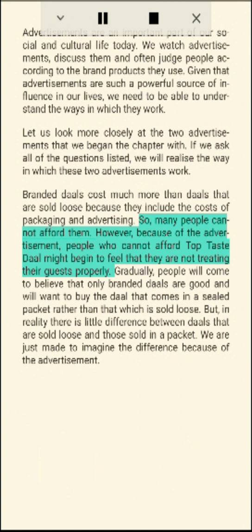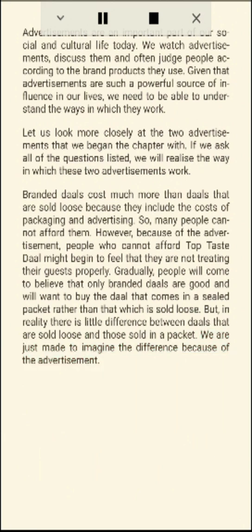Branded dolls cost much more than dolls that are sold loose because they include the costs of packaging and advertising. So, many people cannot afford them. However, because of the advertisement, people who cannot afford Top Taste doll might begin to feel that they are not treating their guests properly. Gradually, people will come to believe that only branded dolls are good and will want to buy the doll that comes in a sealed packet rather than that which is sold loose. But, in reality, there is little difference between dolls that are sold loose and those sold in a packet. We are just made to imagine the difference because of the advertisement.